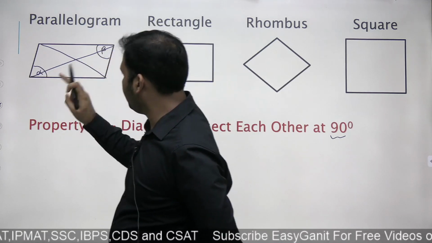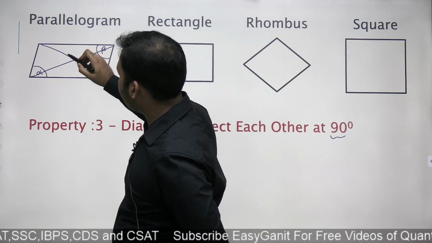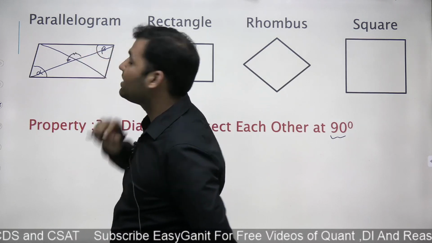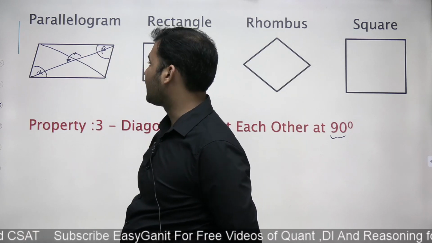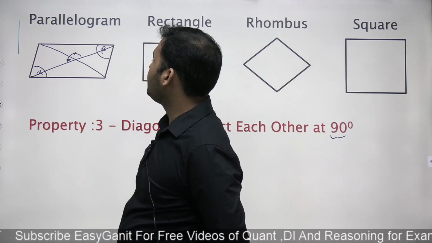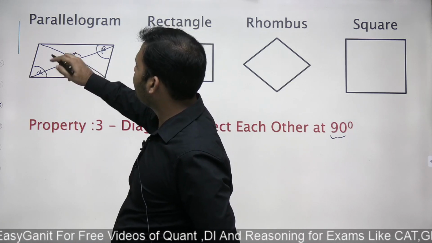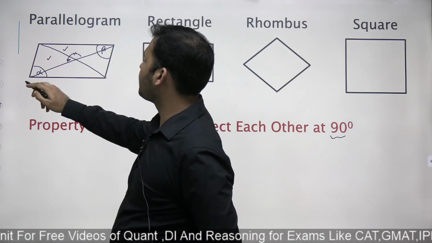If I want to prove that diagonals bisect each other at 90 degrees, that means मेरे को ये prove करना पड़ेगा कि ये दोनों angles equal हैं. Both of these two angles are equal. For that I need to prove कि ये दोनों angles equal हैं. That means I need to prove कि these two triangles are congruent.